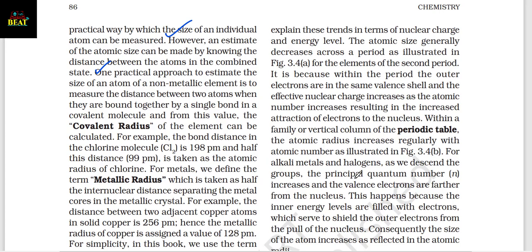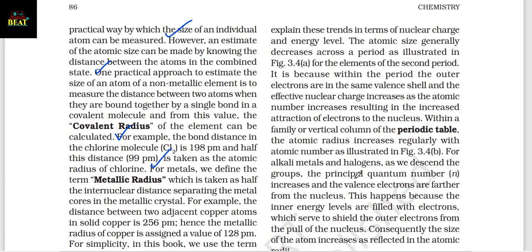the distance between the two atoms when they are bound together by a single bond in a covalent molecule, and from this value, the covalent radius of the element can be calculated. For example, the bond distance in the chlorine molecule, that is Cl2, is 198 pm, and half the distance, 99 pm, that is picometer, is taken as the atomic radius of chlorine.